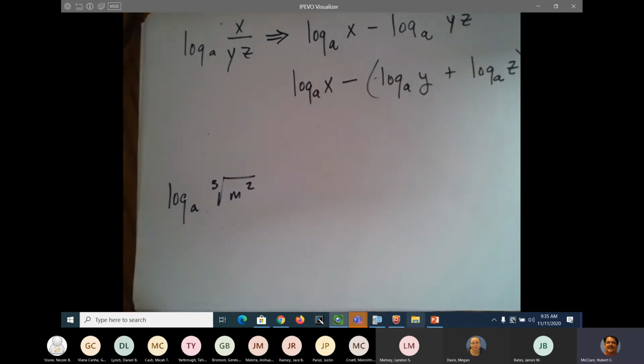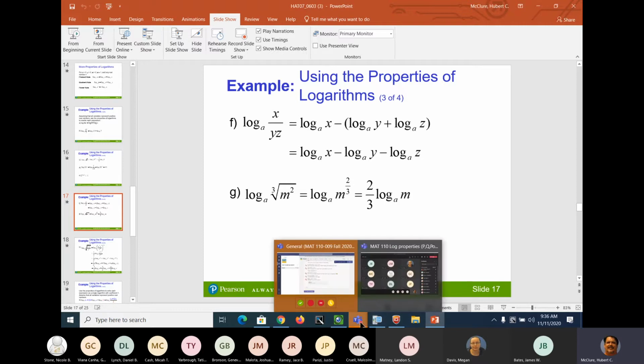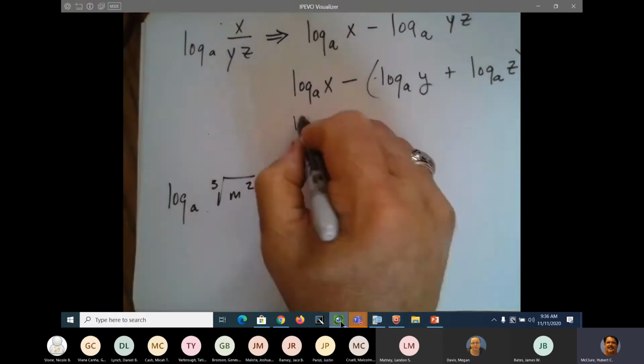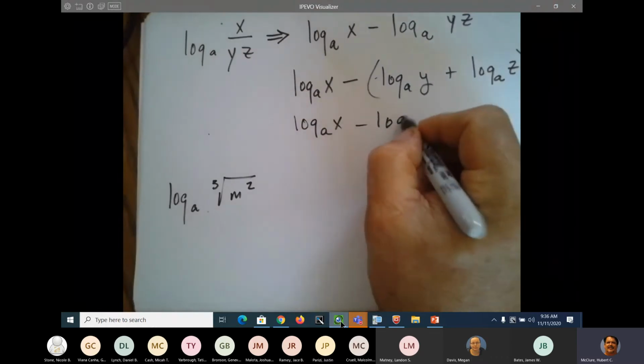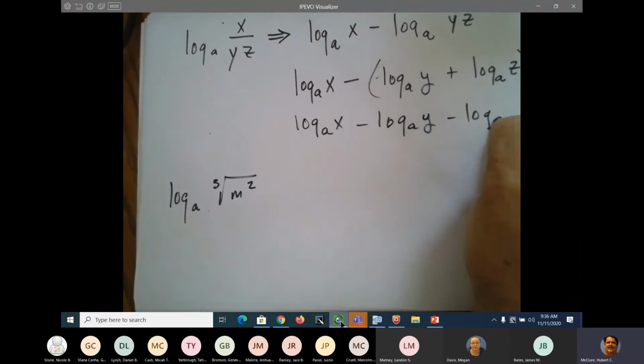I don't know. Let's look and see how they did it. Yeah, they distributed the negative. So you can distribute that negative and you will get the answer log base A of x minus log base A of y minus log base A of z.